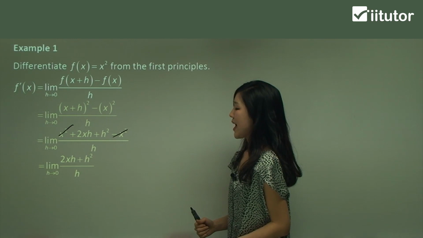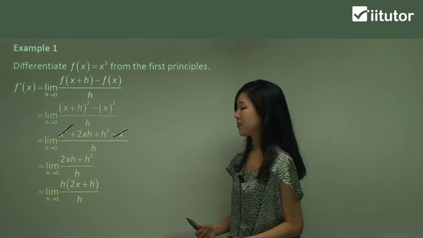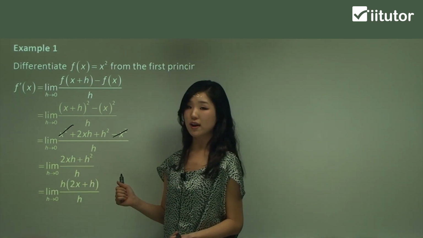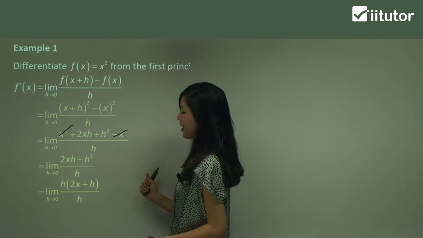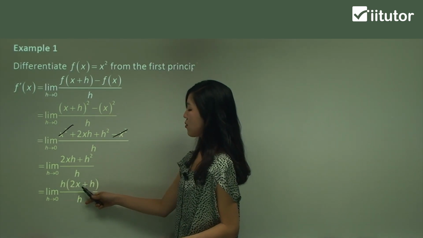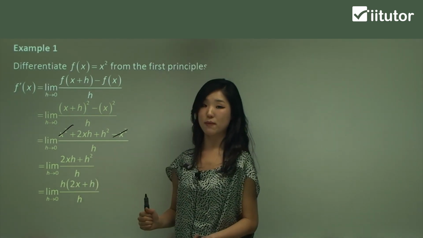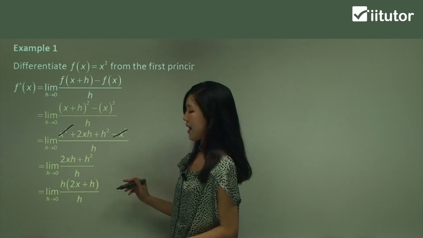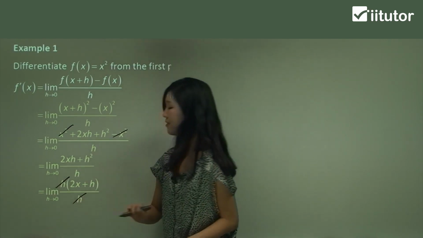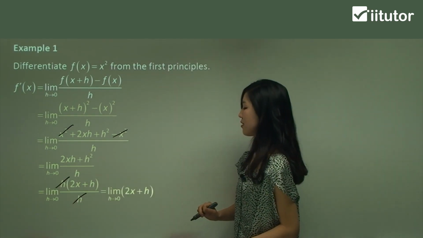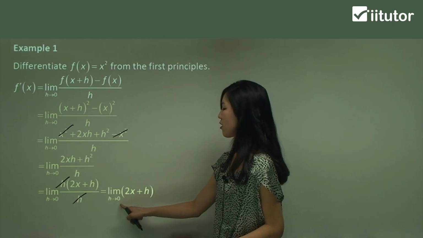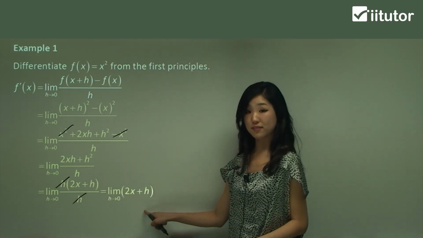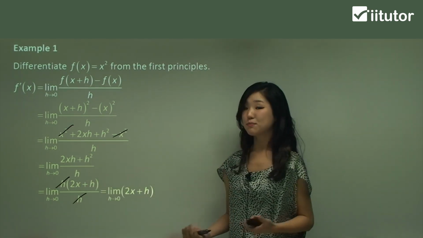So now that I've done that, let's factorize by h, okay? Because h is the common factor on the numerator. Factorize by h, and you can see I've got h times (2x + h), this is inside the bracket remaining. Now you can see that h is common to numerator and denominator, so I can cancel those like that. So what do we have left? We have the limit as h tends to 0 of just 2x + h. Now we can't simplify any further.